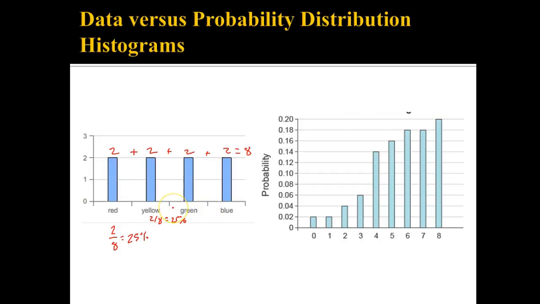So the probability histogram would look a lot like the data histogram, except that each bar would be at 25%, 0.25. It'd have to be a different chart, because this one, the y-axis, is numbers of marbles or amounts of whatever it is, and it's not displaying the probabilities.